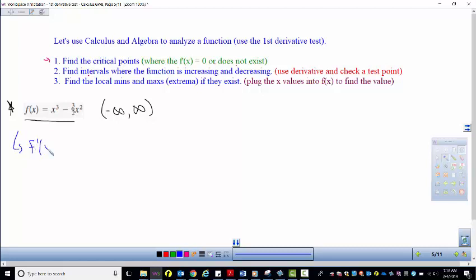So the derivative of this function would be 3x squared minus 3x, and then I set that equal to 0. And then I can factor, and I get 2 critical points. Those would be 0 and positive 1.